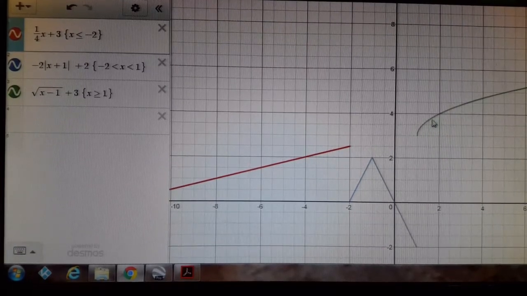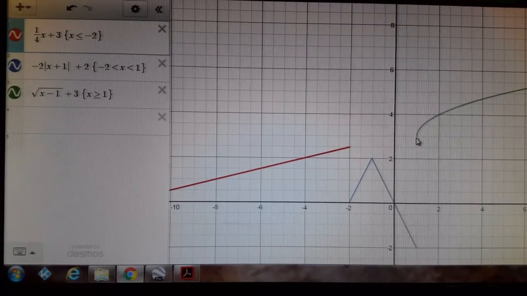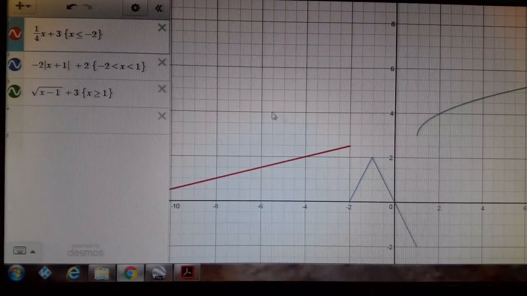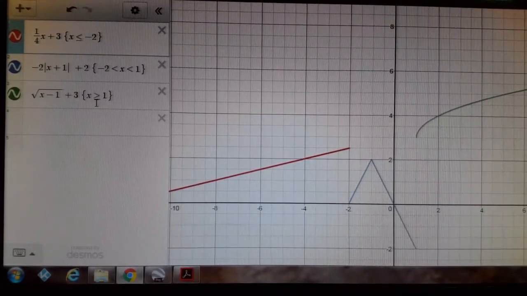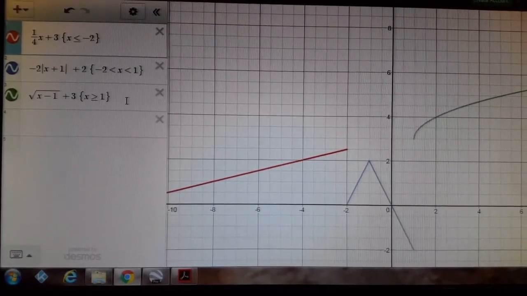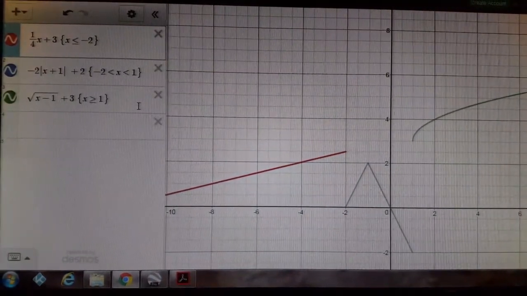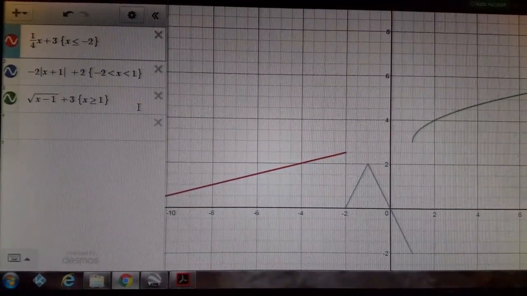And for our third function, that's our radical function. And here it is. That's our green function right here with the vertex at 1, 3. And our interval is greater than or equal to 1. All right, so now we're going to graph it on paper to see how this looks.